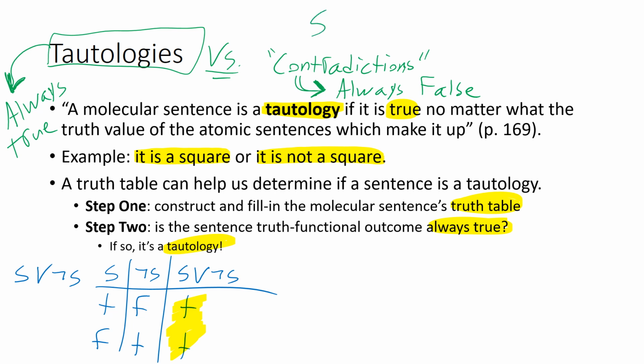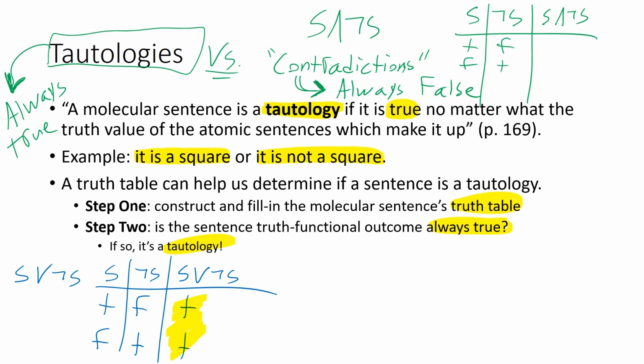So consider it is a square and it is not a square. So S and not S. And we can create a truth table. So we have S, not S, S and not S: true, false, false; false, true, false. We can only end up at false outcomes. It is a contradiction. It's always false. There's no way that statement can be true.